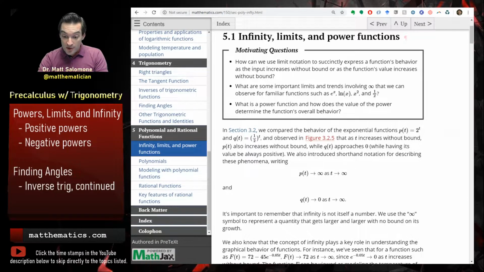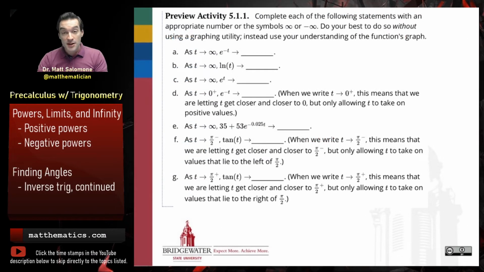The preview activity for this section just asks us to get our head back into that end behavior space again, and think about what happens to the values of various algebraic expressions as the variable tends to positive infinity or tends to negative infinity. And we're introducing here a notation that we're going to hang on to for the rest of this chapter, and you're also going to use this notation frequently in your calculus class when you get to calculus next semester.